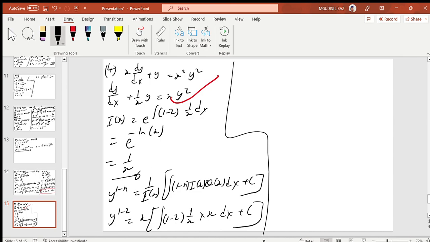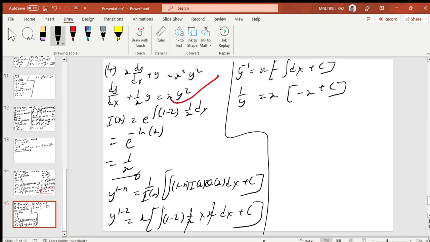So after that we can get y to the minus 1, which is equal to just x into negative integral of, this x cancels x, integral of dx plus c. That means 1 over y should be equal to x into negative x plus c. So this is actually our solution to the problem. We are not having any initial conditions.